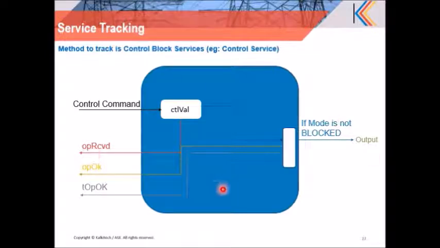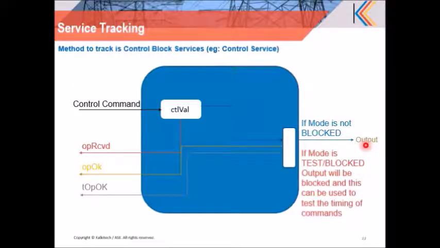If the mode is not blocked, this output will go out directly, forcing the output directly, and based upon this command, this output will get set. But if the mode is test block condition, the output will be completely blocked, and we can issue the command and the output will not be forced. But using service tracking, we can get TOP OK, the timing at which the command is about to execute. It will not be executed onto the actual contacts, but the time at which the contact is about to operate, that time we will be getting.